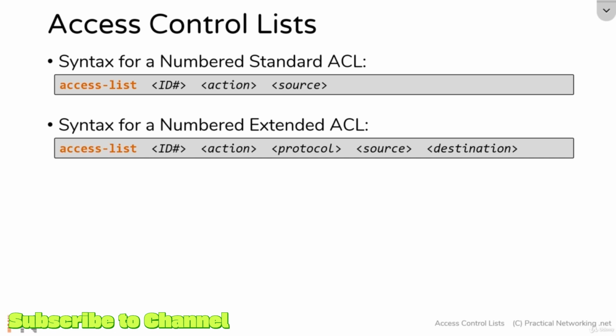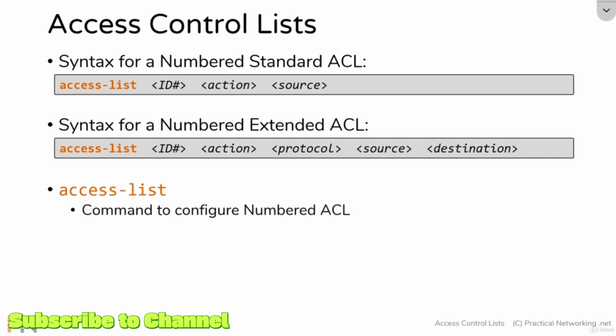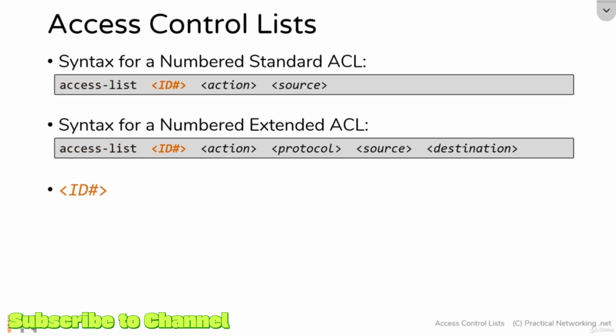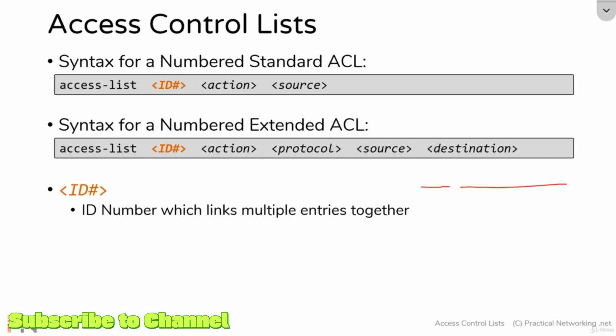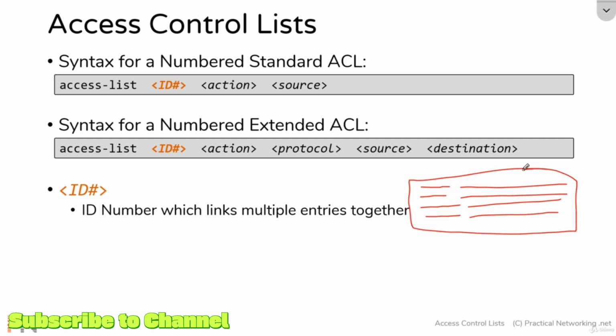To configure any numbered access list, you're always going to start with the command access list. That's simply the first word to indicate to the router you're configuring an access list. Following that, you're going to provide an ID number. This ID number is what links multiple access list entries together. Each access list entry is an ID number and then a match statement, and then another ID number and a match statement, and then an ID number and a match statement, another ID number and a match statement. What links all of these entries together is that ID number. That's the purpose of this ID number over here. It allows you to link multiple entries into the same access list.